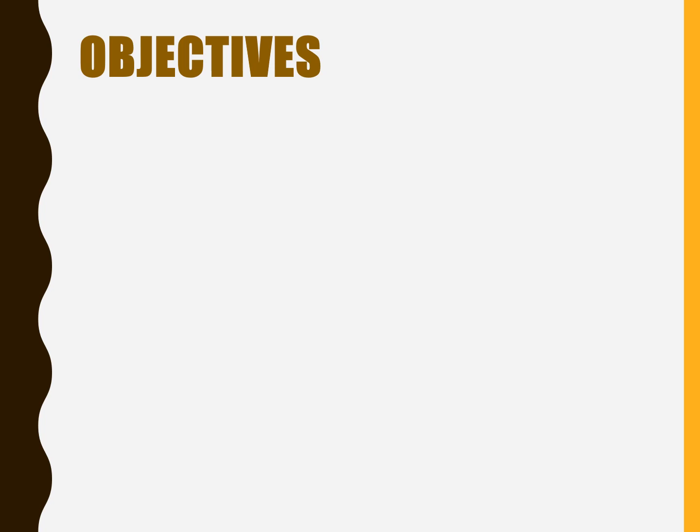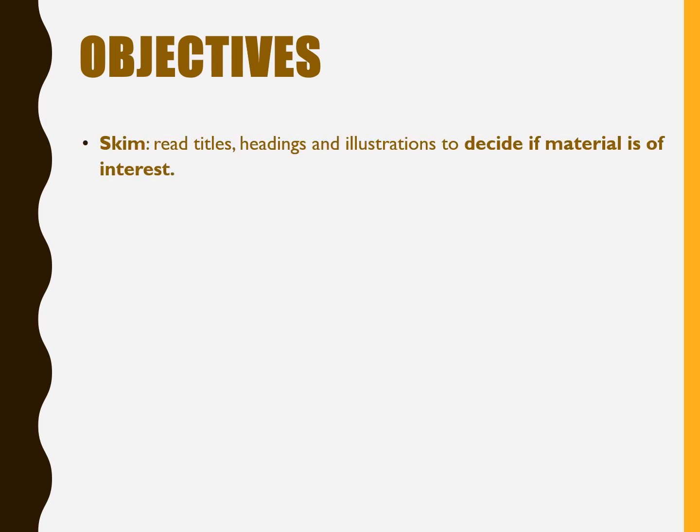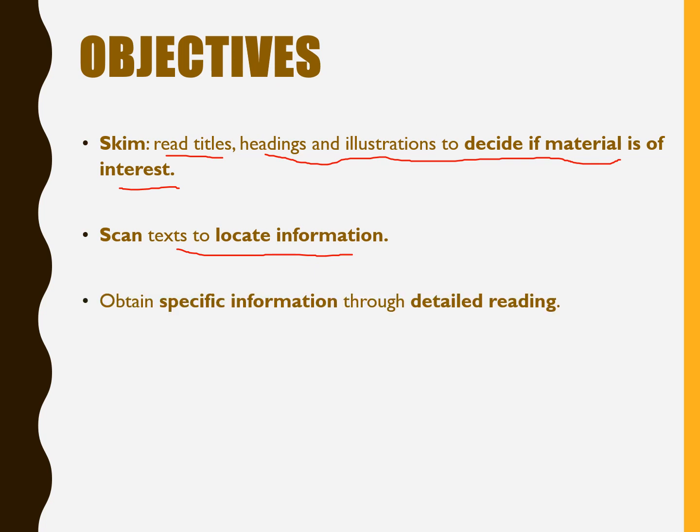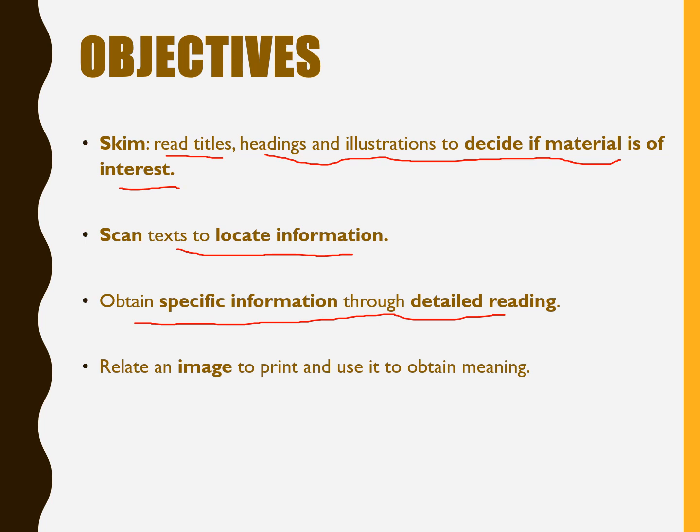So let us look at the objectives of skimming and scanning. We start with skimming. You skim the text by reading the titles, headings, and illustrations to decide if the material is of interest. Next, you scan the text to locate information, and you scan the text to obtain specific information through detailed reading. At the same time, you try to relate an image to print and use it to obtain the meaning.